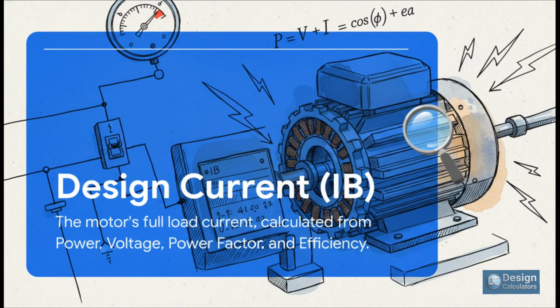This is all about the motor itself. That design current, our IB, is just its full load current. All you have to do is grab the motor's nameplate data. You'll use the good old power formula, but just make sure you account for the voltage, the power factor, and the motor's efficiency. That's how you get the real, true input current.